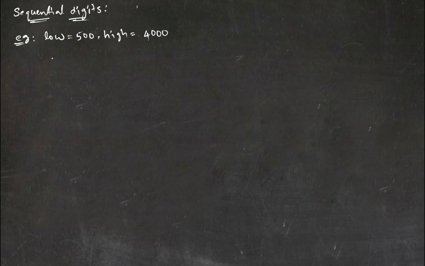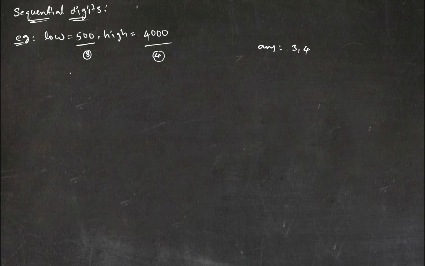Let us try to understand the problem statement by taking this example. Here my low is 500 and high is 4000. If you take a close look, this has 3 digits and this has 4 digits. So what answer do I have to return? It will definitely contain numbers which have 3 digits as well as 4 digits only. It will not have any numbers with fewer than 3 digits or more than 4 digits.